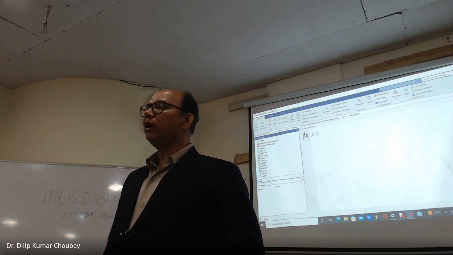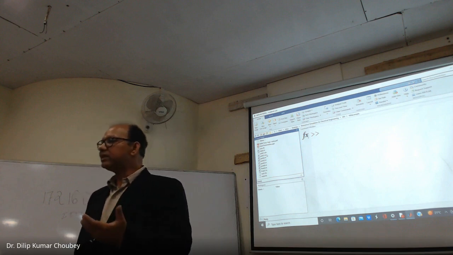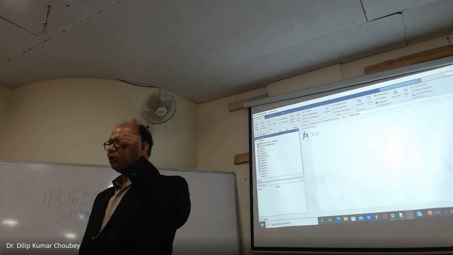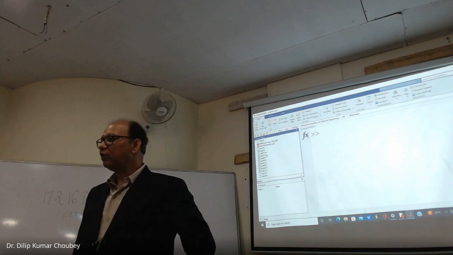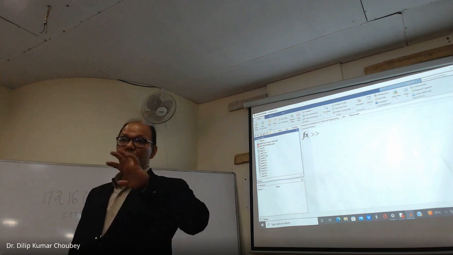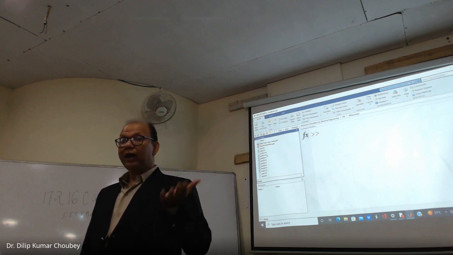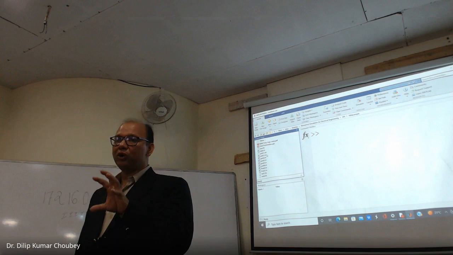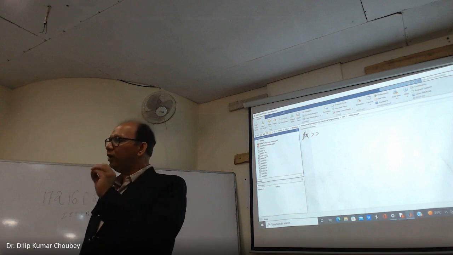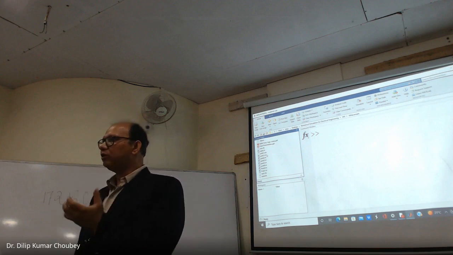In MATLAB, you can see the step type is there. You can consider the step input when you consider just one and zero. That is what we call hard limit. So different types of functions are there. I repeat, there are two ways: one is you can use the toolbox in MATLAB, another way is you can use your own programming. I will show how to write down your program in the MATLAB command window.